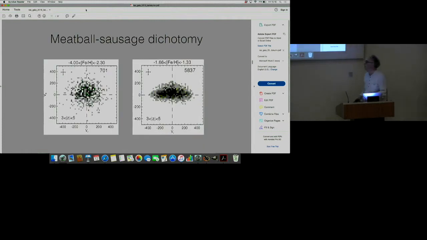Let's look again. So these are very metal-poor stars in the halo, and I'm plotting the radial velocity versus the angular velocity, and I see a round distribution. At the same location in Z, I've done the same, but for a much more metal-rich sample, again, comparatively metal-rich stars in the halo. And I see a sausage. In fact, there's some disk contamination here, you can see, because there's a pimple on the sausage corresponding to a rotational velocity of about 200 kilometers a second.